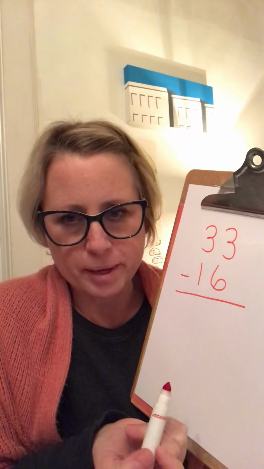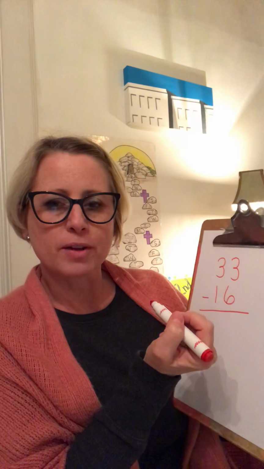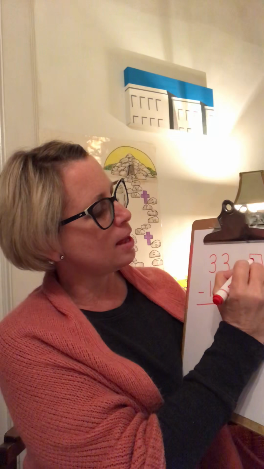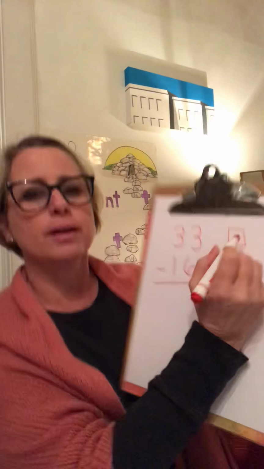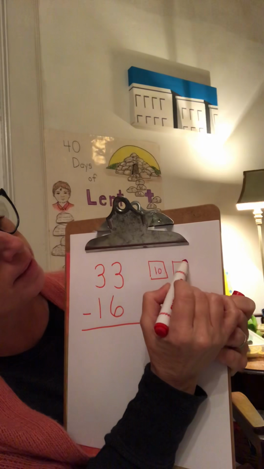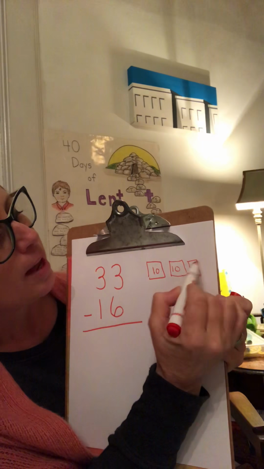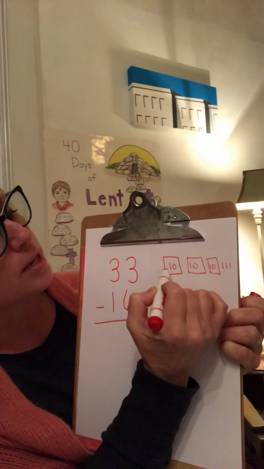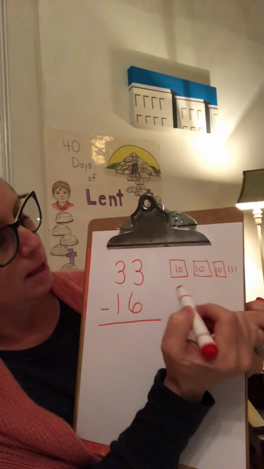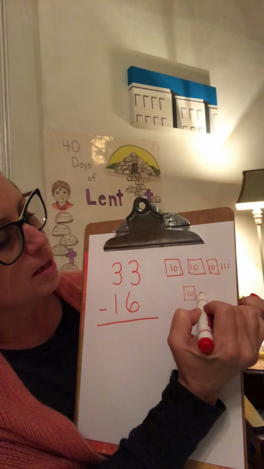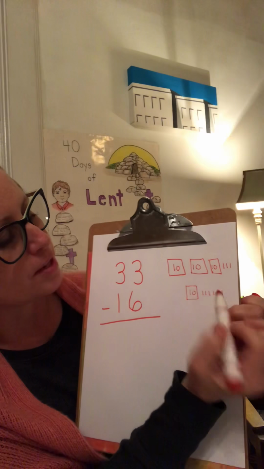So if you were going to draw a picture, you know what you could do? Instead of drawing 33, you could draw groups of 10. So here's 1 10. Here is another 10. Here is another 10. And then you have 3 extra. So 10, 20, 33 minus 16. 1, 2, 3, 4, 5, 6.